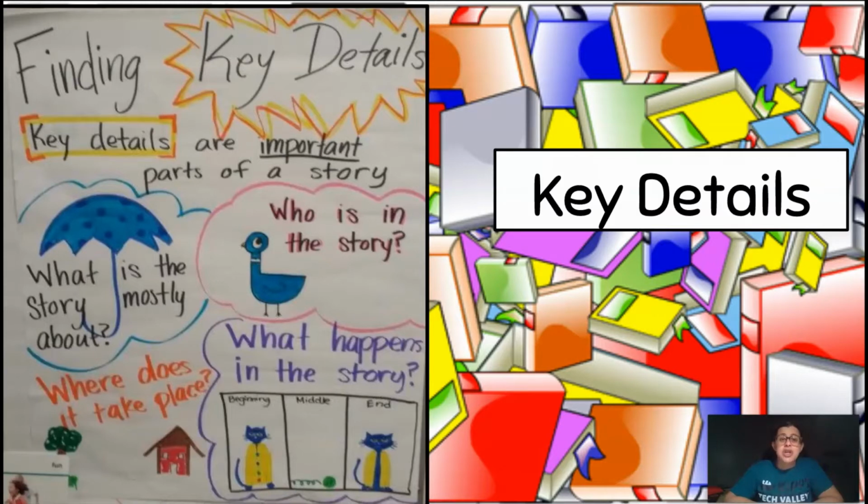So key details are important parts of the story. Some questions you might ask are who is in the story, what is the story mostly about, where does it take place, and what happens in the story. Key details give important information about characters, setting, and events. Today, we will learn to find key details in a story so that you can understand the story's meaning. And we're going to focus on finding these key details in Geraldine the Music Mouse.